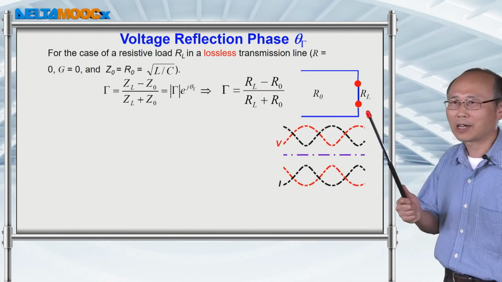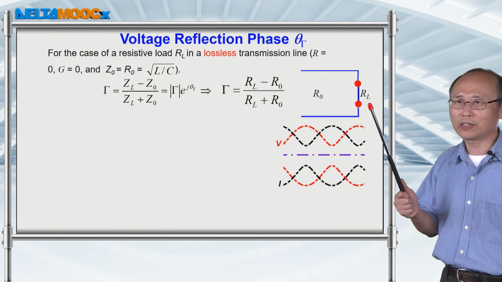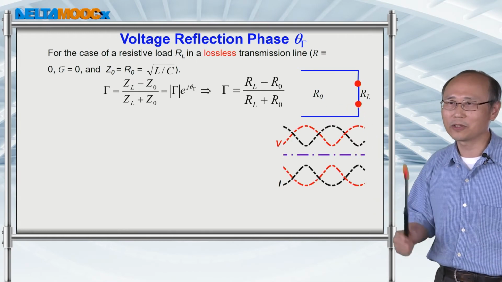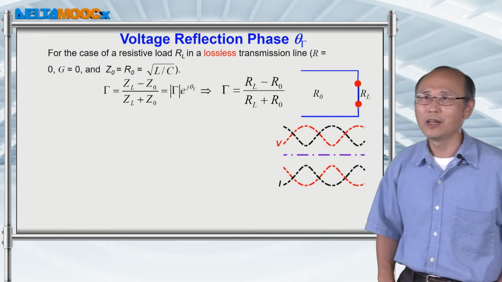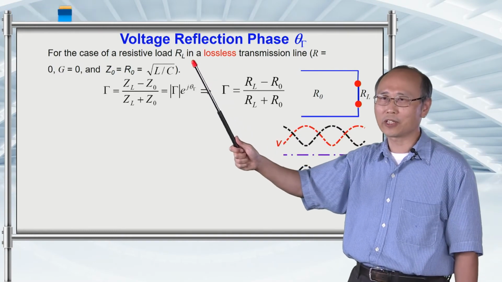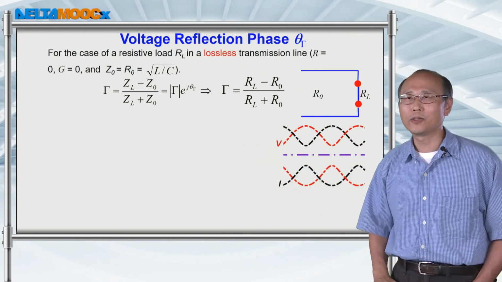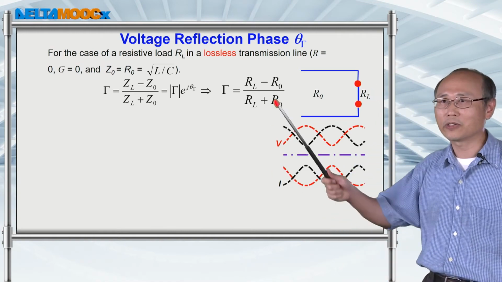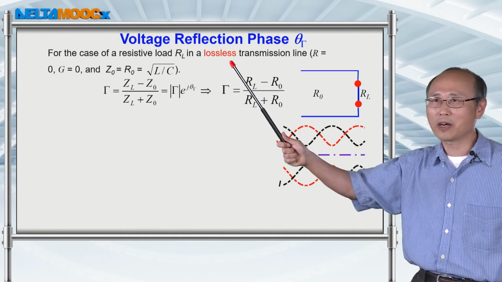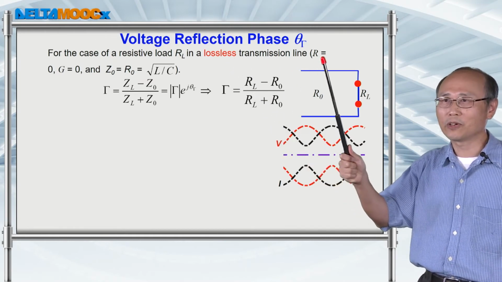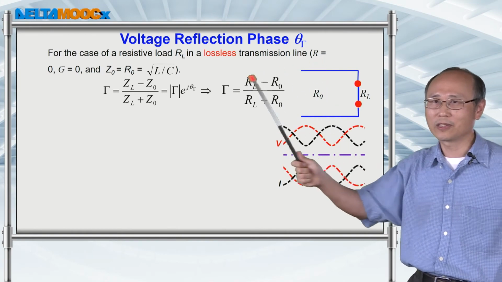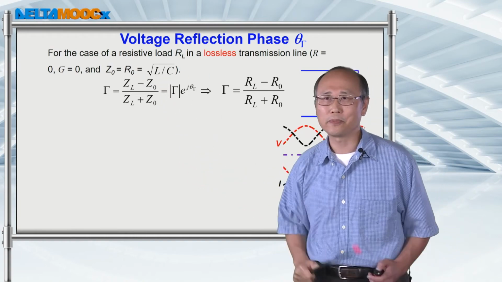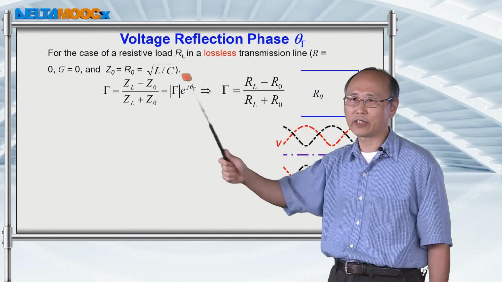What if the load impedance is not 0 or infinite, but some value? Then we look into this situation on this page. Suppose that we are working with a lossless line. In general, you don't want to work with a line with a very large loss, so it's a good approximation to talk about a lossless transmission line, where you don't have resistance, you don't have a conductance, and your characteristic impedance is simply a real number. That is the square root of L over C.